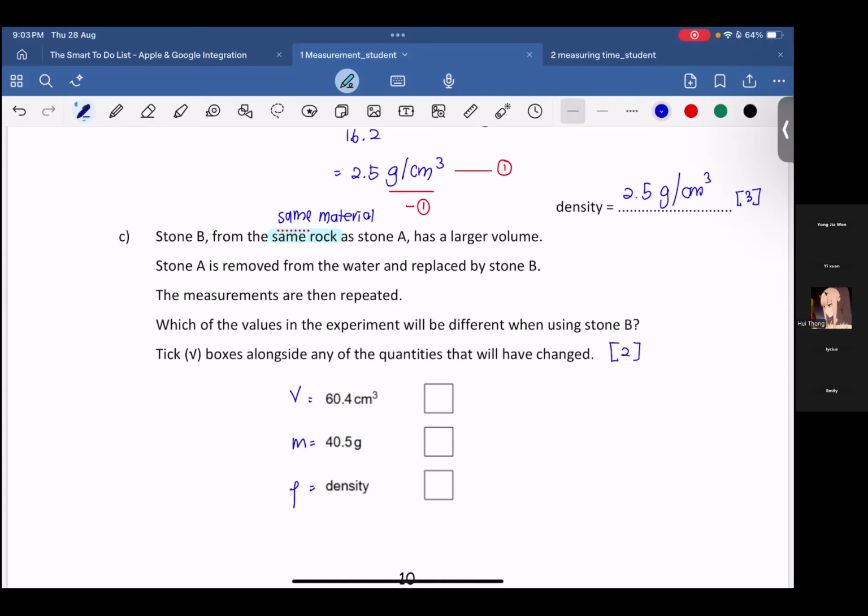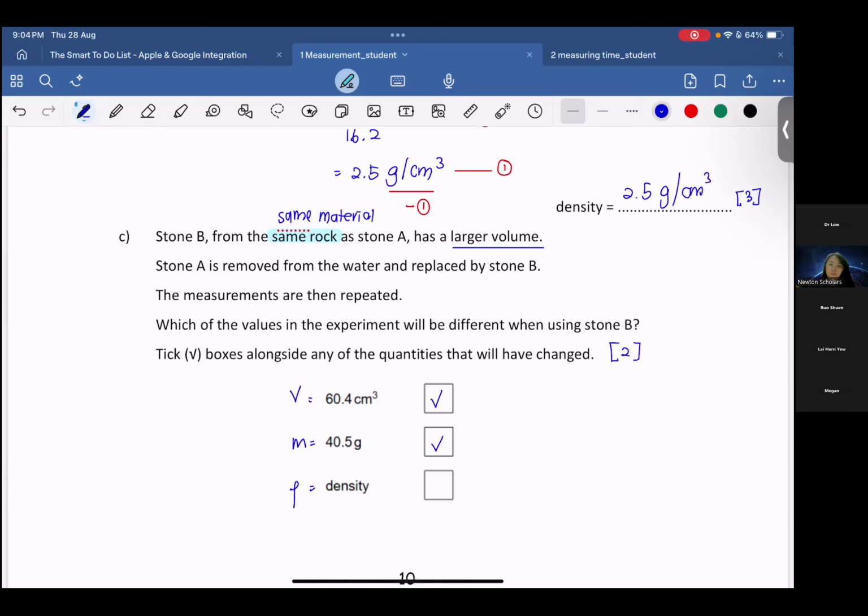So I tell you the answer. The volume will change. Of course, it's a larger volume, so it will be bigger than 60.4 cm cube. How about the other one? My answer is mass will change. Mass will change. How should I explain it?